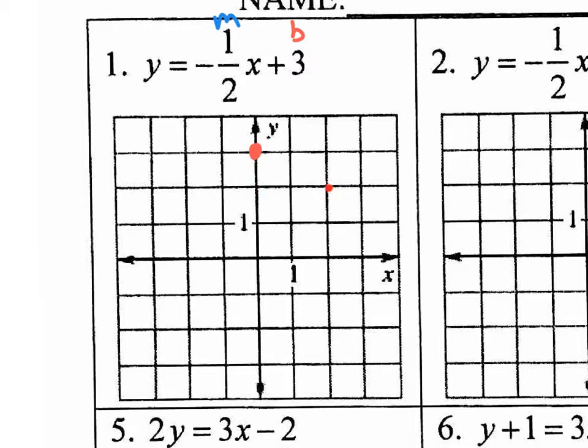And you always run to the right when you're graphing lines. You always go from left to right. So down 1 over 2 would give you that coordinate. Let's put that dot right there. And that is your line, and you're done.